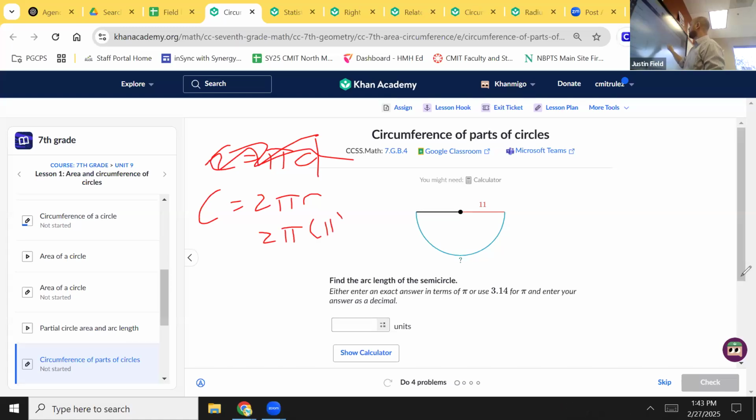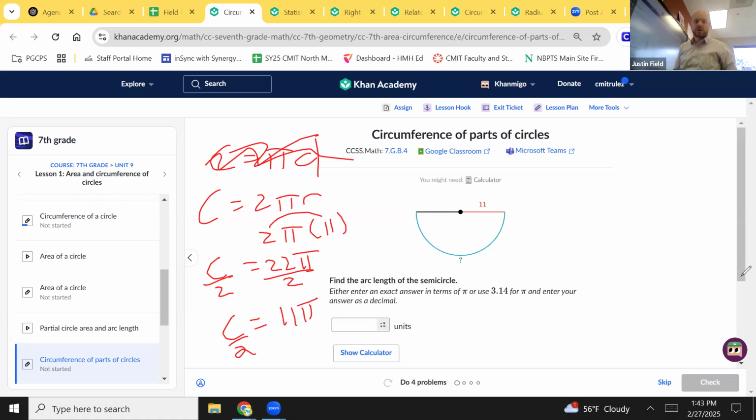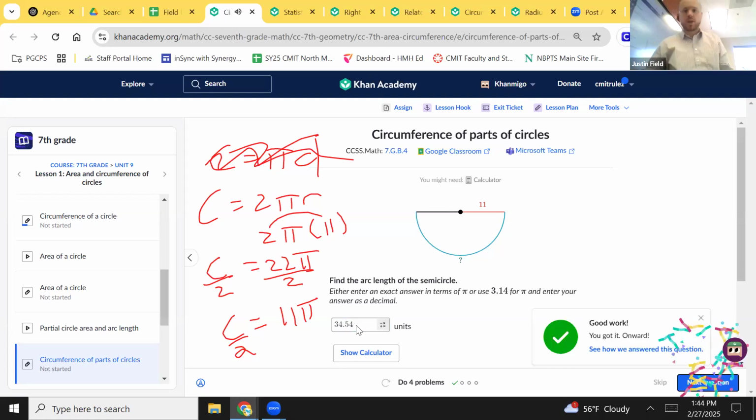Okay, so anyway, 11, then I multiply those two and I get 22 pi is the circumference. But if they want half the circle, then just divide it by 2. And C over 2 would be 11 pi. Amazing, 11 pi. And again, we're going to use 3.14 for pi. So 11 times 3.14, 34.54. There you go.